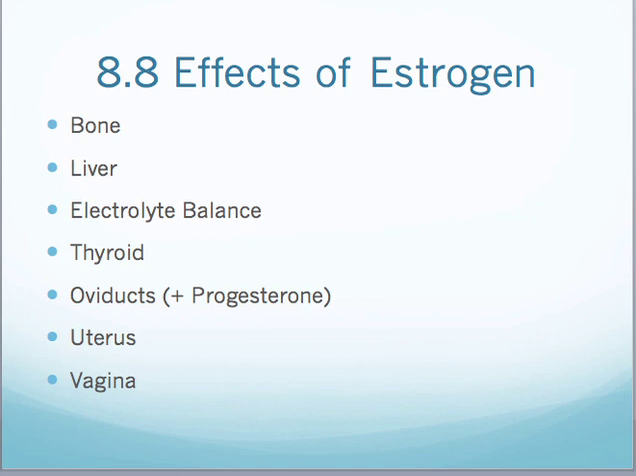So now let's take a look at the effects of estrogen and how it acts on tissues. First, in bone, estrogen is going to provide protection against osteoporosis. The way it does that is by inhibiting PTH. It also triggers growth of long bones and the fusion of epiphyseal plates. This is particularly important, obviously, during adolescence.